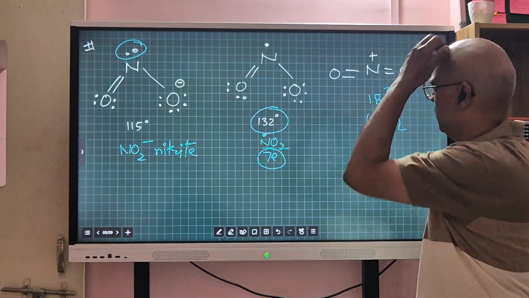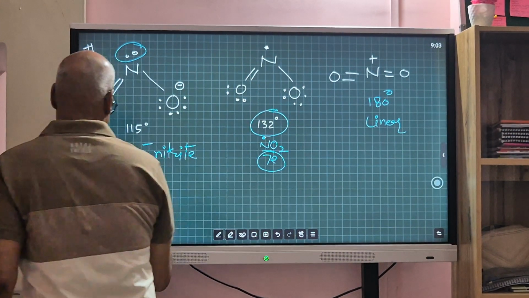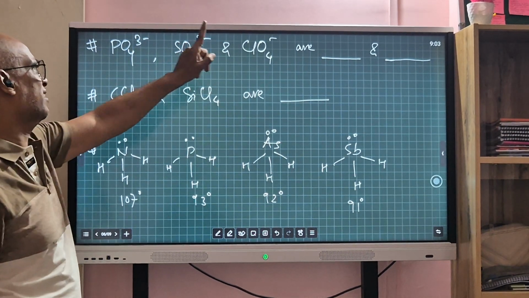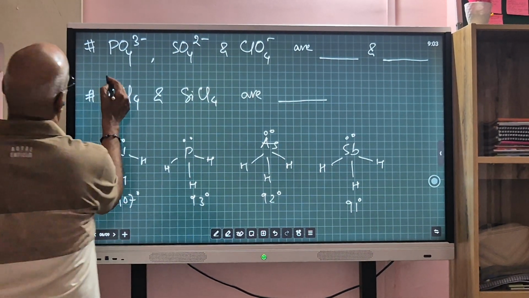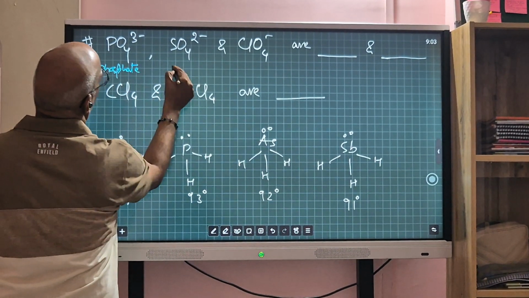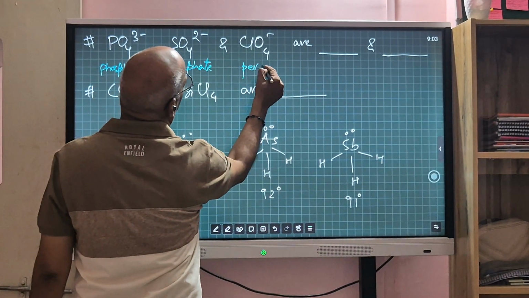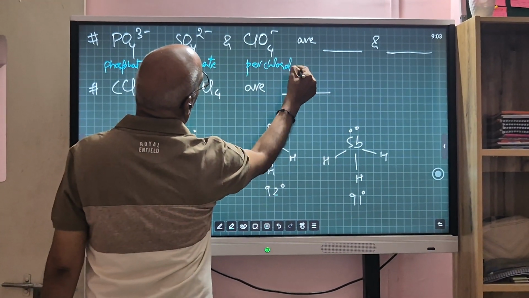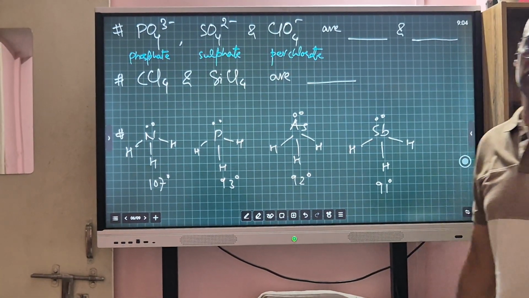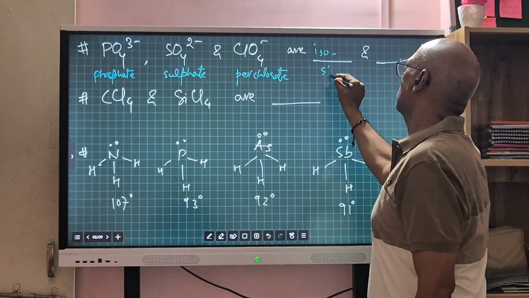Nitronium ion. Okay, nitronium ion. Now next page. Phosphate, sulfate and perchlorate. Those who don't know the name: phosphate, sulfate and perchlorate, they all are isostructural.